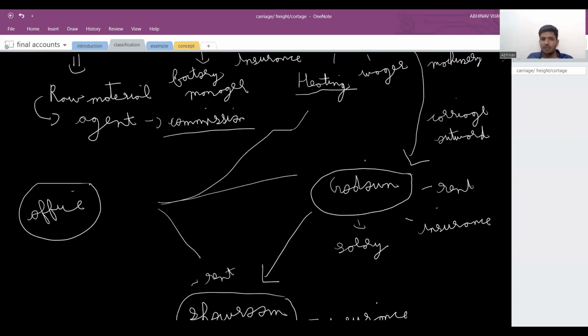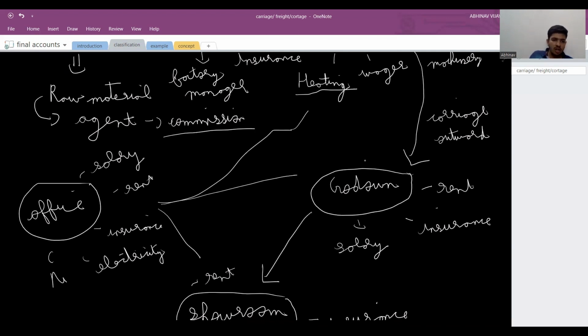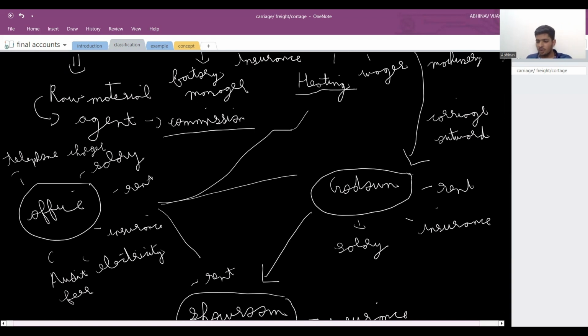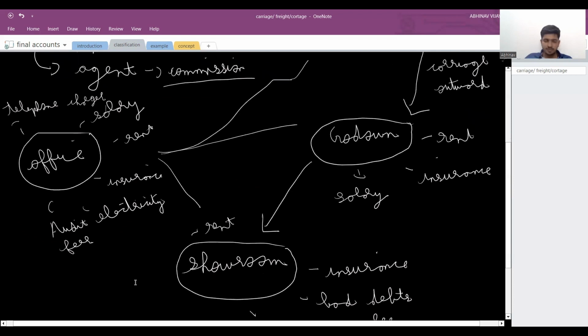So the office is where all the staff work. You pay salary in the office, you pay rent in the office, then you pay insurance, then you pay electricity charges. Then some auditor may come and audit your office, so for that you pay audit fees. And there may be telephone charges. You may do a lot of telephone communication via your office. So this is the overview. I want you to draw this entire thing.